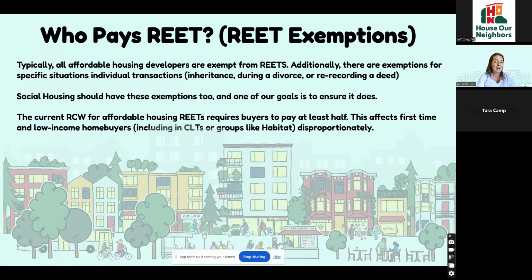And so you'll hear more about that as we move towards the legislative session. But that's one major exemption to the REET, is affordable housing developers or people who are generating community housing assets, right? There are additional exemptions for individuals on REET taxes.